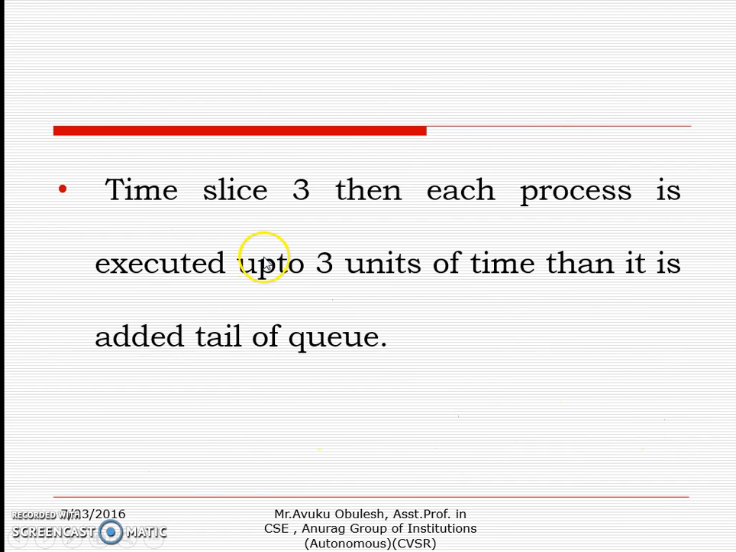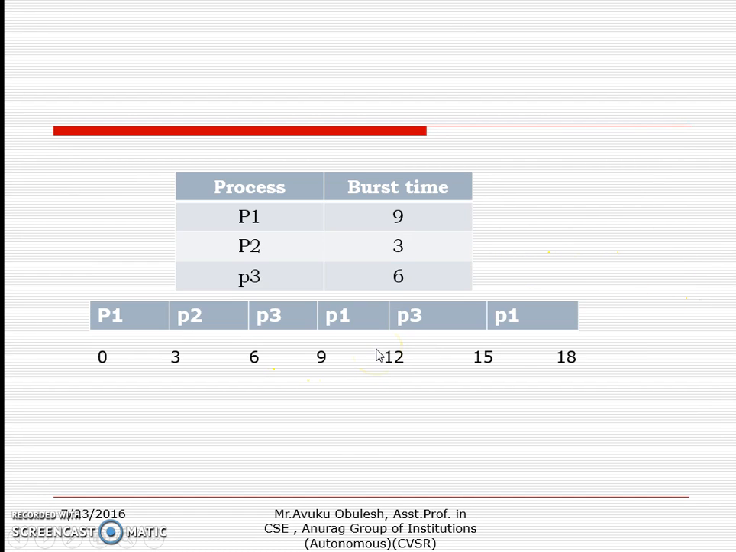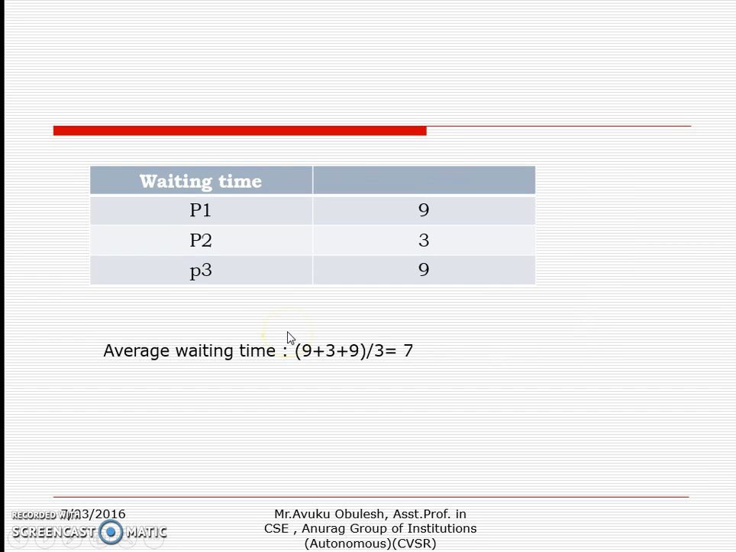This is a scenario. If the time slice is 3, then each process is executed up to 3 units of time. Then it is added to the tail of the queue. This is the scenario I mentioned: P1 is 9, P2 is 3, P3 is 6. Now each and every process will be executed up to 3 units of time. These are the waiting times.